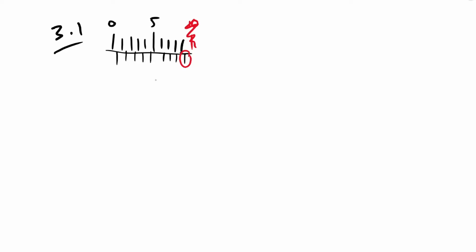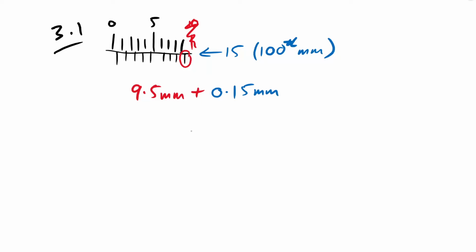So therefore it's going to be 9.5 millimeters plus then the extra bit on our 100th scale, and we can see that it's the 15 that is lined up with there, and this is hundredths of millimeters, so therefore that's going to be 0.15 millimeters. So altogether we end up with 9.65 millimeters. So all we do is get the nearest half a millimeter with our main scale, and then get the hundredths on top of that with the smaller scale, the micrometer scale.